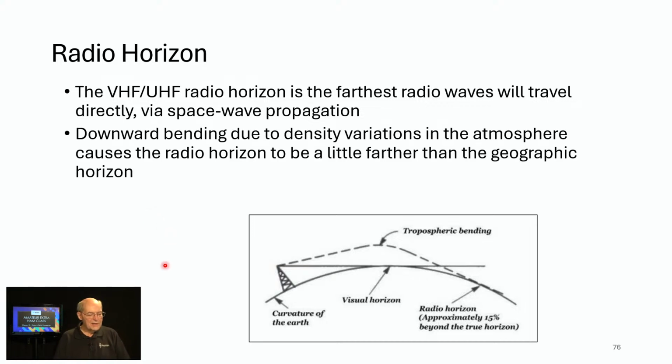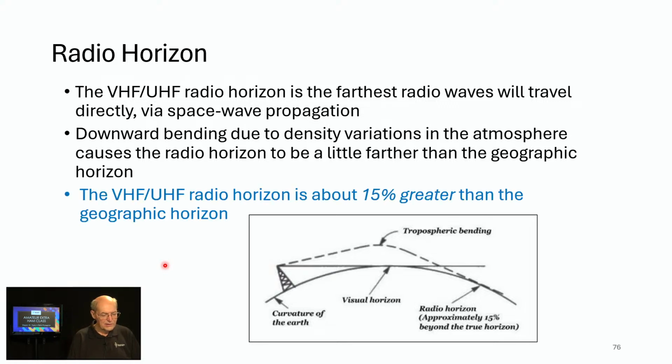So the downward bending is due to density variations in the atmosphere. Again, the refractive properties we talked about earlier. And you just need to know that the VHF, UHF radio horizon is about 15% greater than the geographic horizon. So you can hear a little bit beyond where you think you shouldn't.